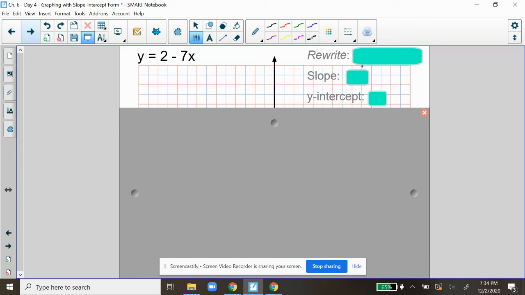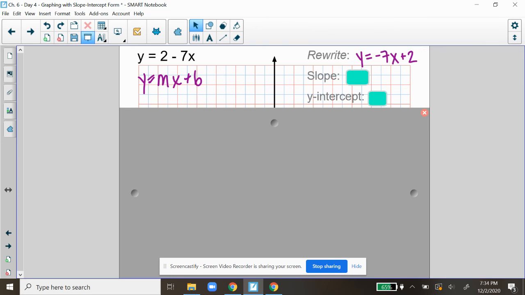Okay, what I want you to do for this one is I want you to try to rearrange it. Remember, our slope-intercept form looks like this. Y equals mx plus b. Can you rearrange this equation to look like y equals mx plus b? And then identify the slope and the y-intercept.